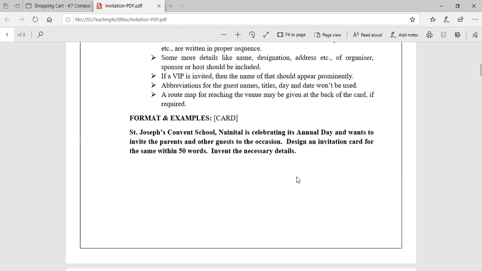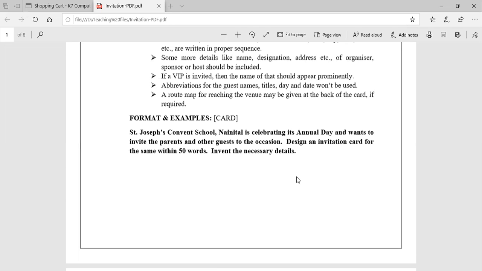So design a formal invitation card. We cannot expect all those things in the question paper. Design an invitation. That is also enough for us to understand, because it is an annual day celebration. So annual day celebration means we need to prepare a printed card format, right? So instead of that, we design an invitation. We have to identify and we have to prepare that.